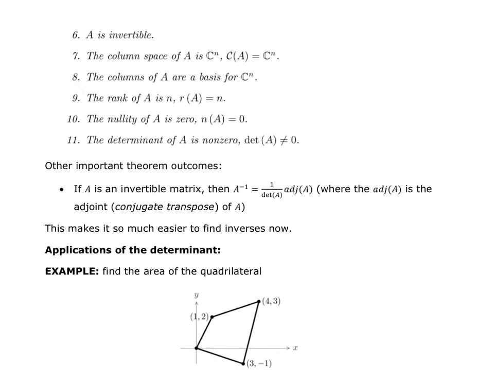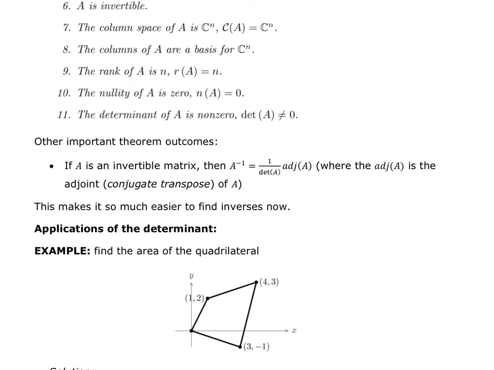We also get a couple more outcomes, which is, check this out. If A is an invertible matrix, then I can find the inverse by doing 1 over the determinant multiplied by the adjoint of A, where, if you remember, the adjoint is the conjugate transpose of A. So here's a quick way now to find the inverse without having to do all those row operations that we did when we augmented on the identity matrix. Way easier.